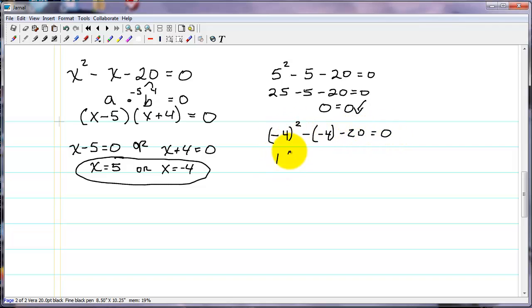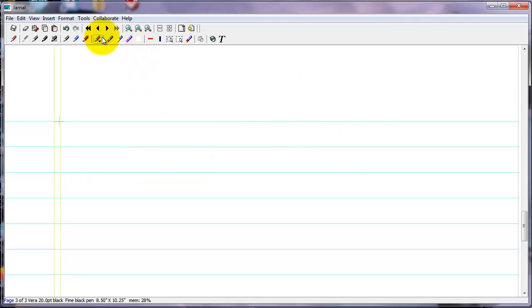Negative 4 squared is 16, minus a negative 4 is plus 4, minus 20, so we have here 20 minus 20, and we get 0 equals 0. So the zero product property allows us, if we can factor a quadratic equation that equals 0, to then just set each factor equal to 0 and get our solutions.